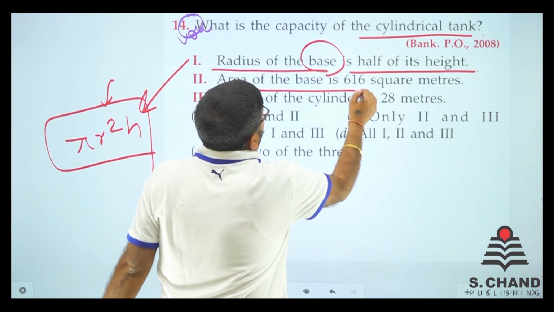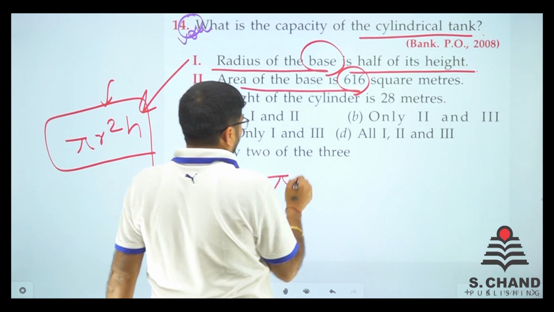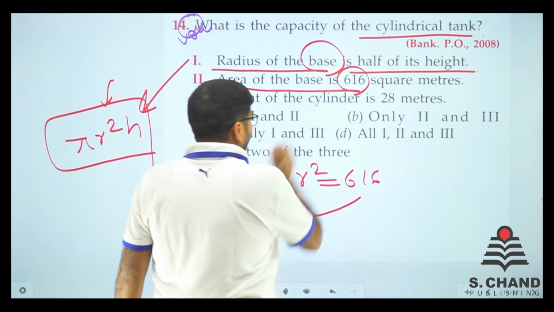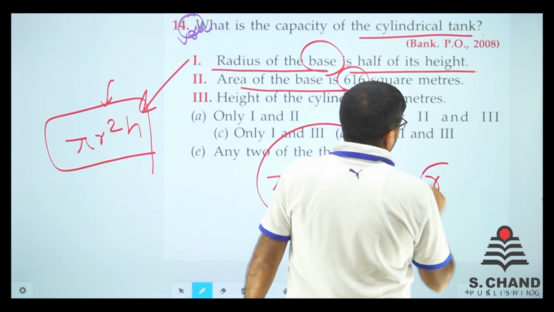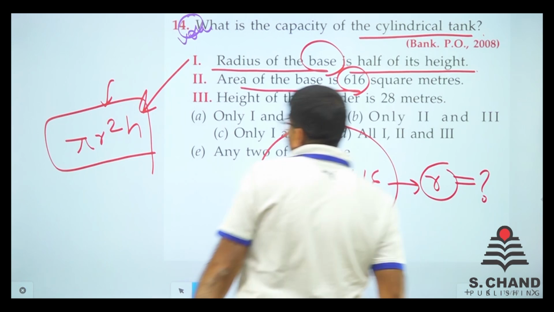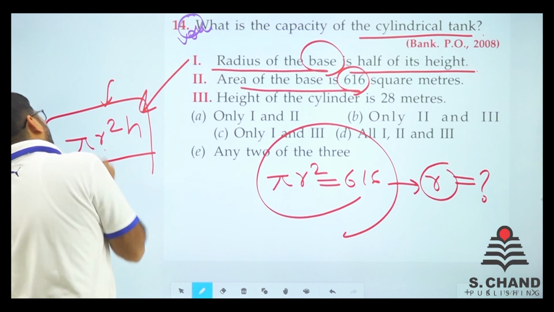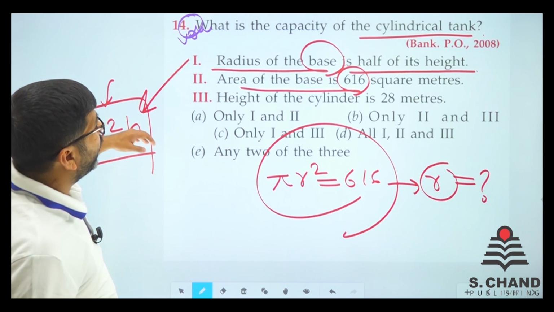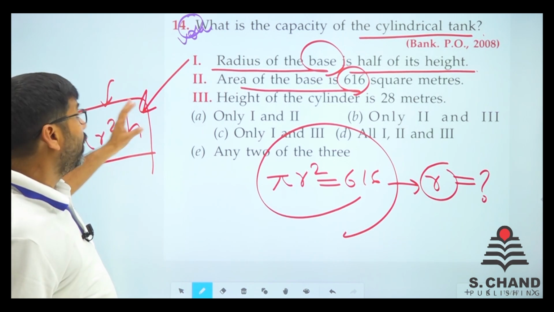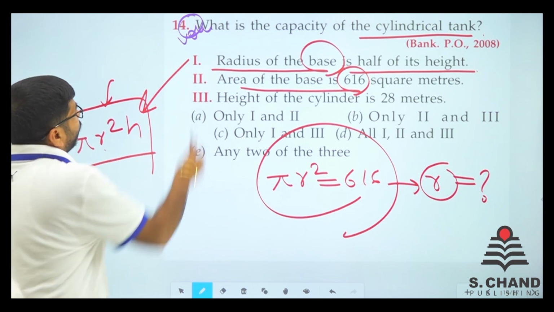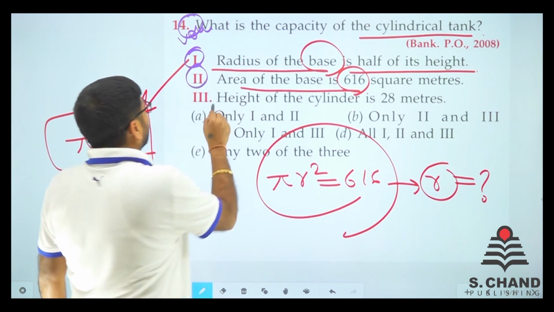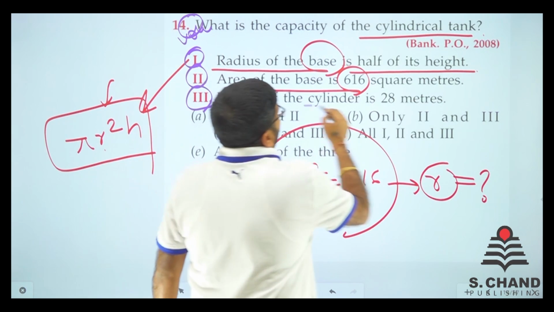Second, the area of the base is 616. So the area of the base, pi r square, is 616. In that form we can find r. From here we get r, and we put it here. We know the value of h also, since the base radius is half of the height. So these two can be put together. What about the third one? The height of the cylinder is 28.